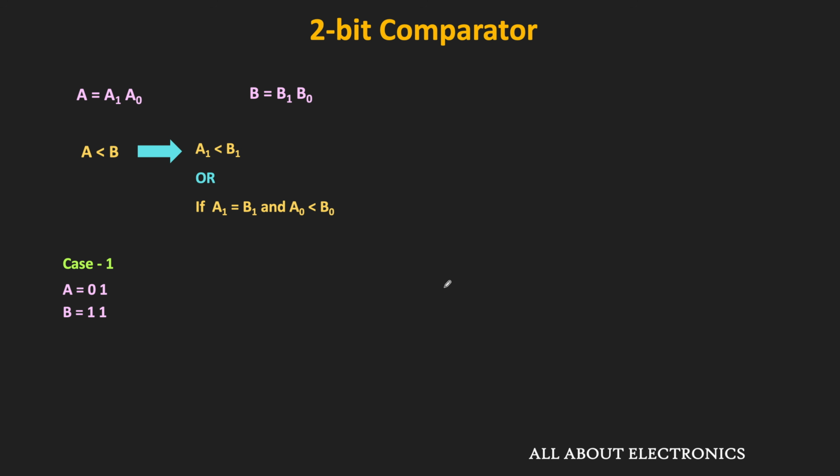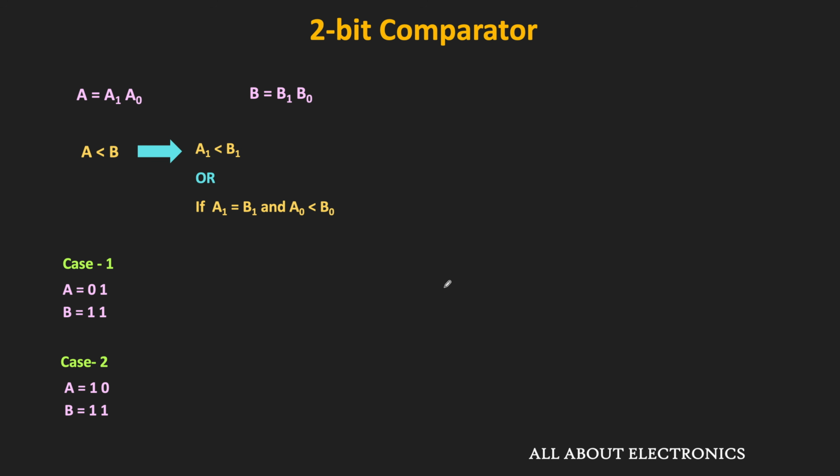Now the second case is both MSBs are equal. That means whenever A1 is equal to B1, we should compare the next higher bit. In that case, suppose A0 is less than B0, then we can say that the number A is less than B. For example, let's say the number A is equal to 10 and B is equal to 11. In this case, both the MSBs of the two numbers are equal. That means to compare the two numbers, we should move to the next higher bit. In the next higher bit, A0 is equal to 0 while B0 is equal to 1. And since A0 is less than B0, we can say that the number A is less than B. So in this way, we can easily decide which number is greater than the other one.